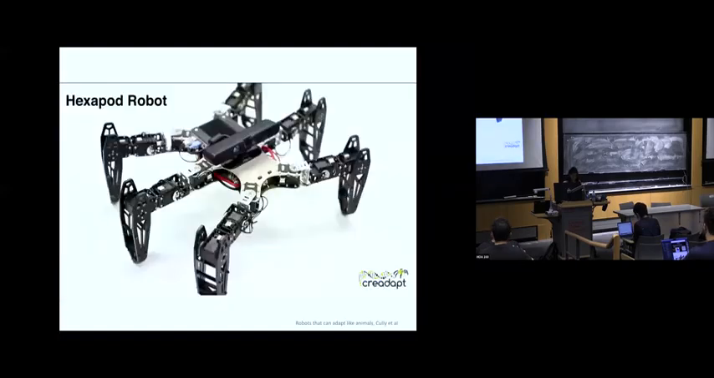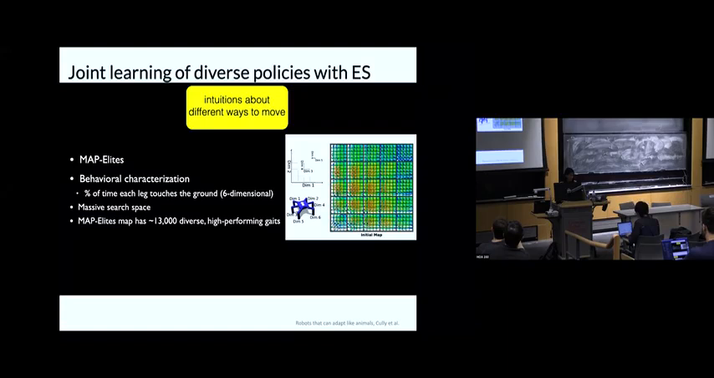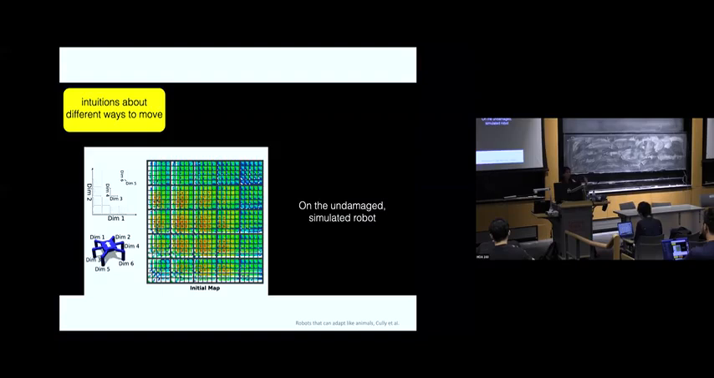So here is a real robot. And now you did this learning, and this learning took some time because you need to compute best performing policies for a gazillion different behavioral descriptions. This algorithm is called MAP-Elites, and it's a massive search space. After the end of the search, you have 13,000 diverse high-performing gaits, essentially. And you learn this from the undamaged simulated robot. This all runs in simulation.